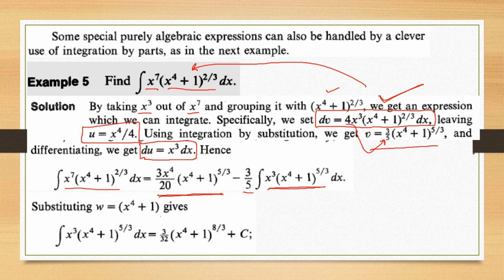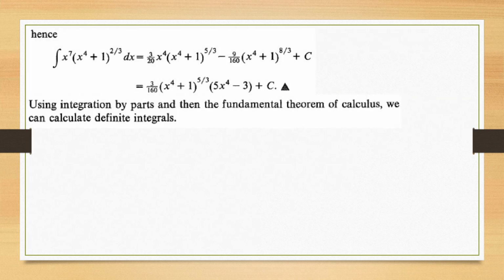Now we substitute x power 4 plus 1 as w and evaluate this integral, which results as mentioned here. The final result is the combination of the above two results, which can be seen here. Simple manipulation will yield you this stage.